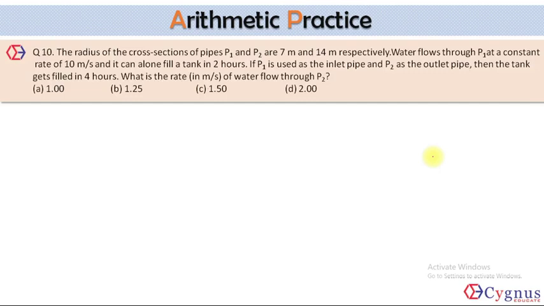Now, there's a formula to calculate the volume. What is the volume? So volume is area into speed. Area is what? Meter square. Speed will give you what? Meters per second. So I'll get the answer in terms of what? Meter cube per second. So that much volume can be filled per second.